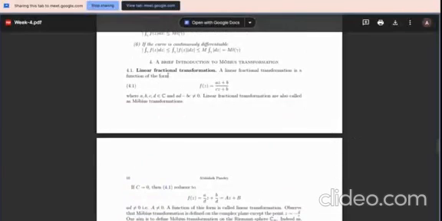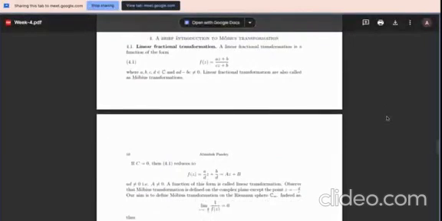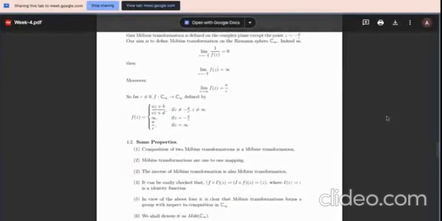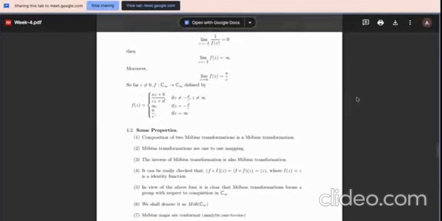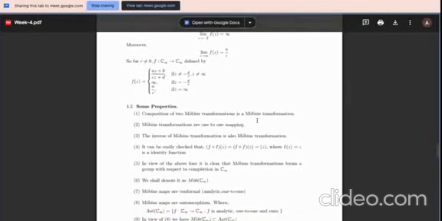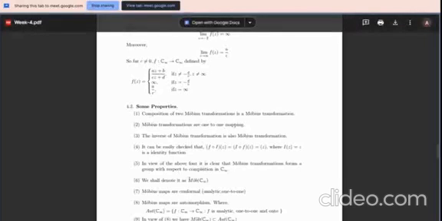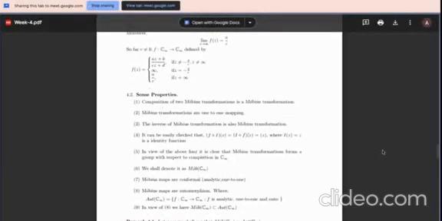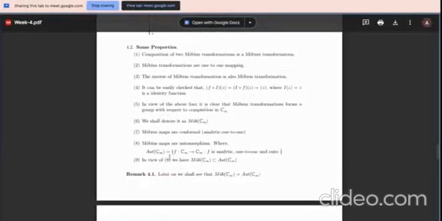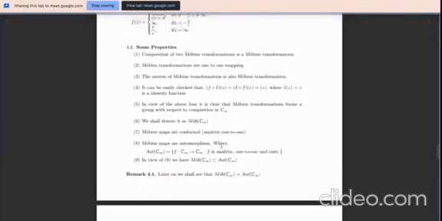Again, this is just a summary of Mobius transformations. Here are some properties. The composition of two Mobius transformations is again a Mobius transformation. Mobius transformations are one-to-one mappings. The inverse is also a Mobius transformation. Other things: Mobius transformations are conformal, analytic, and one-one. Mobius maps are automorphisms of C infinity.